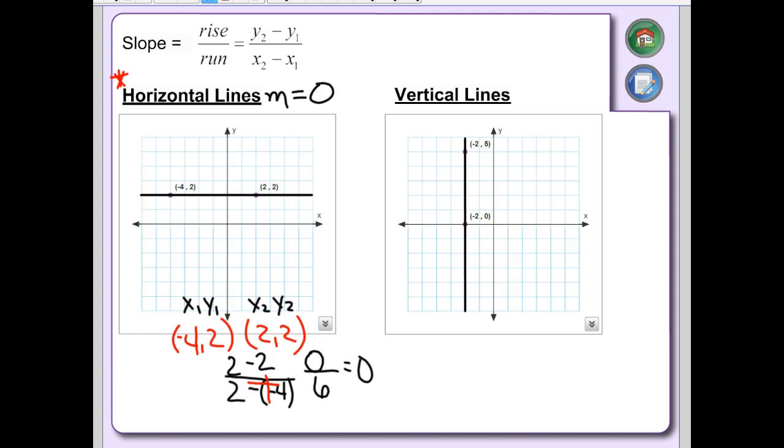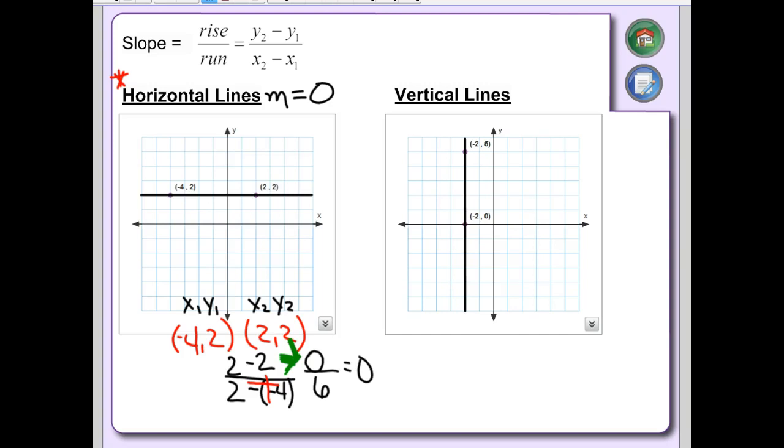And I would just memorize that. Okay, for a horizontal line, my slope is 0. But when I go to do the math and they just give me 2 points, if I get a 0 in the numerator, like it is right here, well, 0 divided by 6 is 0, so I have a horizontal line.